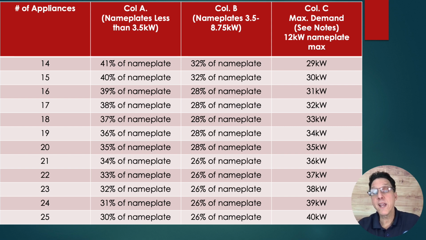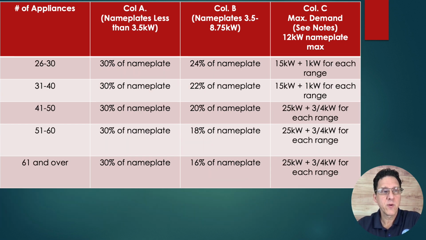If the group of ranges is a group of all different nameplate ratings, well, we can't just read column C. We have to do a couple extra steps according to Note 2. Then once we get above 25 ranges, it gets a little more complicated. I'm going to have a separate video on that, when we have groups of ranges above 25 ranges.